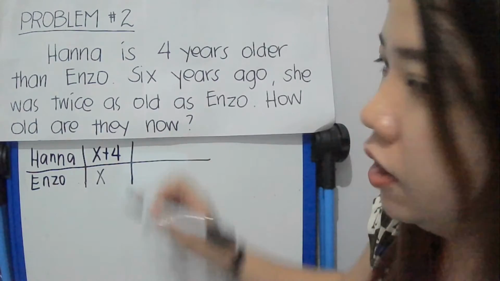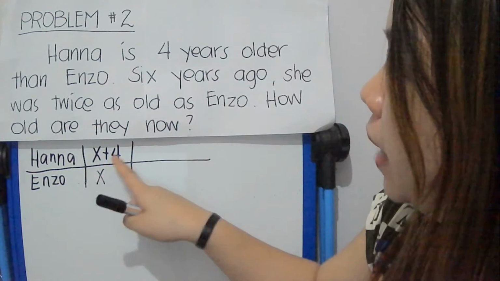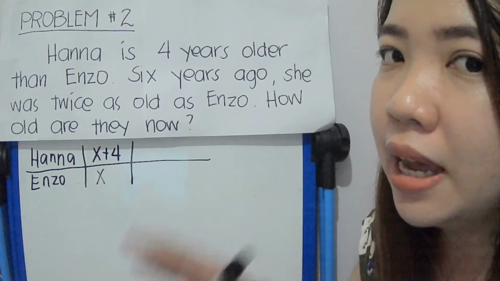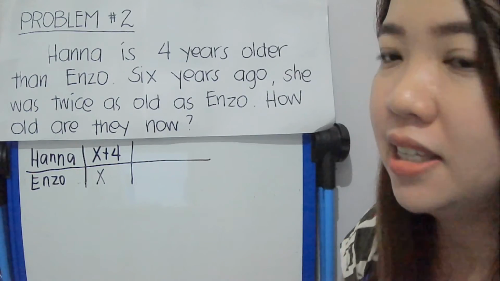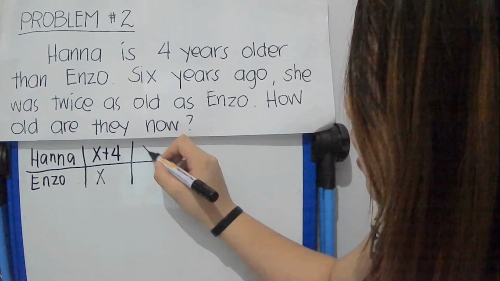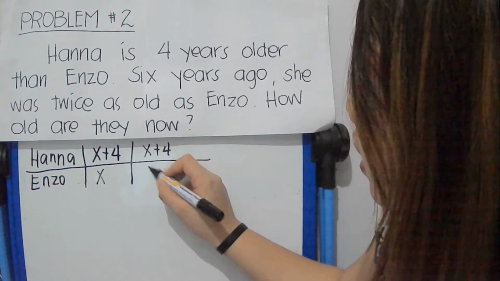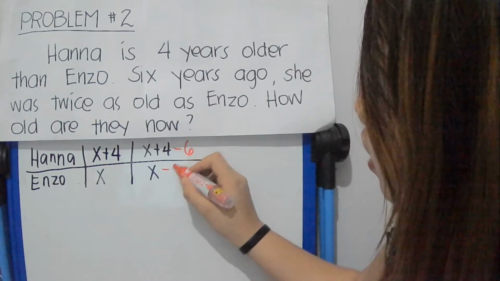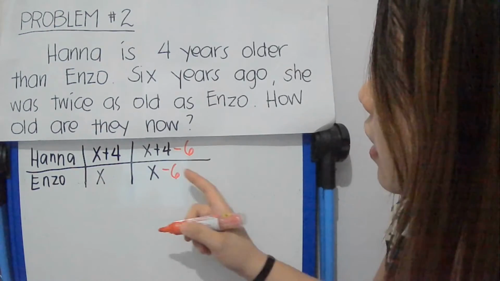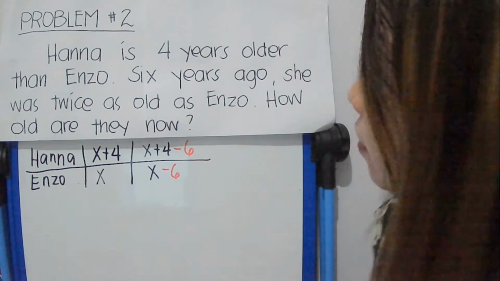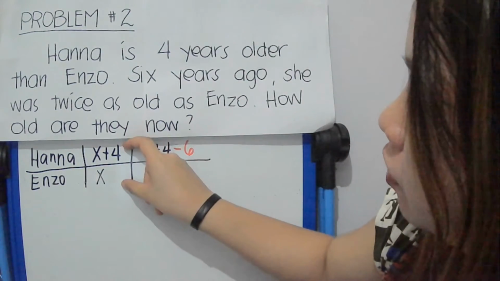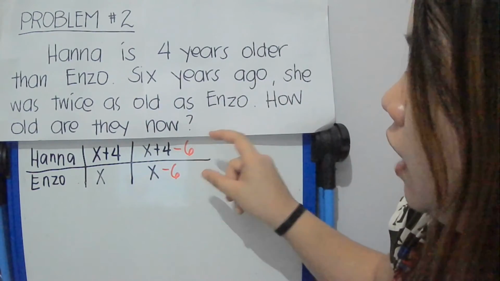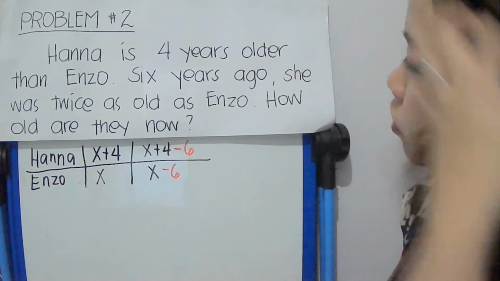So, to get the age nila 6 years ago, yung present age or yung expression natin na para kay Hannah at para kay Enzo, lalagyan natin siya ng minus 6 kasi nga 6 years ago. So, lagay natin x plus 4 and then x. Ayan yung original nila. 6 years ago, so maminusan natin ng 6. Kung ano man yung age nila at present, pag binawasan mo ng 6, yun yung age nila 6 years ago. Okay, so again, ito po yung expressions for their age at present. Ito naman yung expressions para sa ages nila 6 years ago.